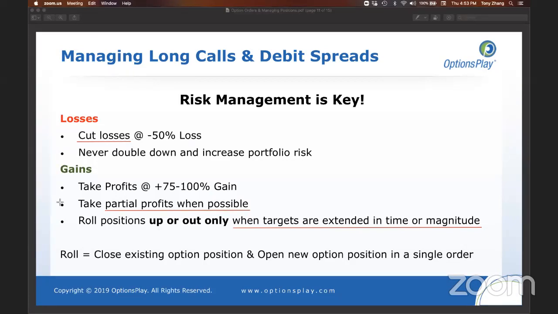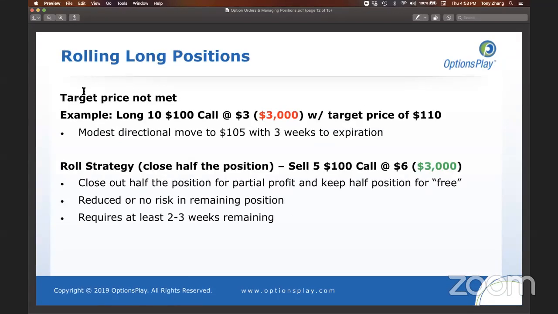So when I refer to the term roll, I get a lot of questions from users saying, what is a roll? A roll is simply where you close your existing option position and you open a new position in a single order. And the key here is doing it in a single order. So if you have a call option and you're closing out that call option to open a new call option in a single order, that's what we refer to as a roll strategy. It's nothing complicated. It's simply closing out an existing position and opening a new one in a single order. So let's explore the different scenarios as to when it makes sense to roll a position.